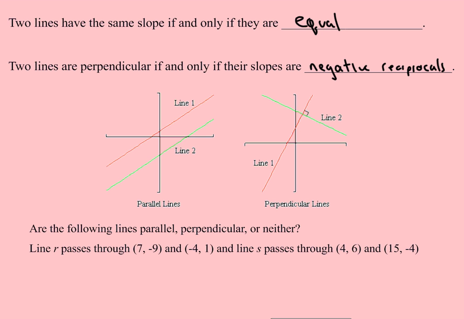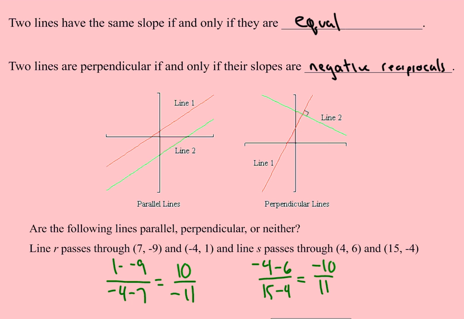So are the following lines parallel, perpendicular, or neither? So if I take line R, it passes through here, so I want to take 1 minus negative 9 over negative 4 minus 7. So that's going to be 10 over negative 11. And line S passes through (4, 6) and (15, -4). So I take negative 4 minus 6, and I take 15 minus 4. So it's going to be negative 10 over 11. Those two are technically the same because it's still just negative 10 over 11. Those two are going to be parallel.